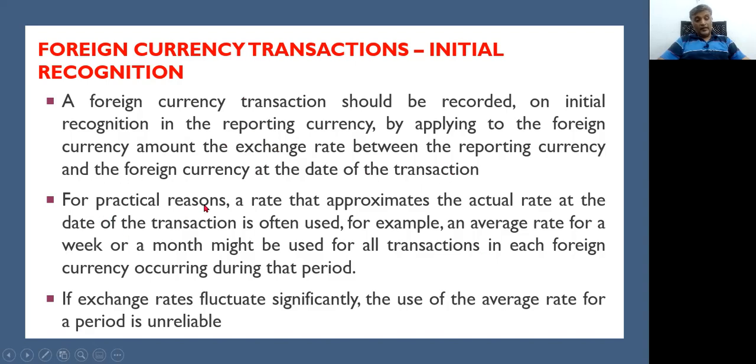For practical reasons, a rate that approximates the actual rate at the date of the transaction is often used. If you do not have an exchange rate on the date of the transaction, you may use an average rate. You may use a weekly rate or a monthly rate. That's not an issue, so long as it is not significantly fluctuating. But if the exchange rates are fluctuating significantly, then you can't use the average rate. You have to find out the rate which is prevailing on the date of the transaction.